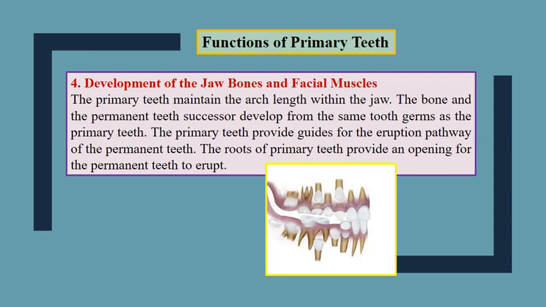The primary teeth provide guides for the eruption pathway of the permanent teeth. The roots of primary teeth provide an opening for the permanent teeth to erupt.